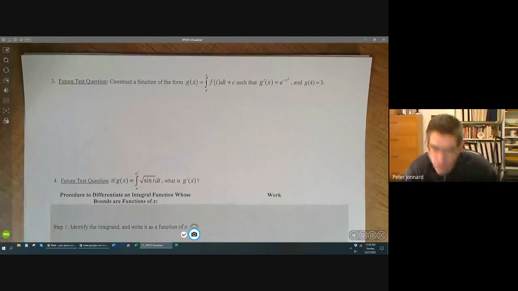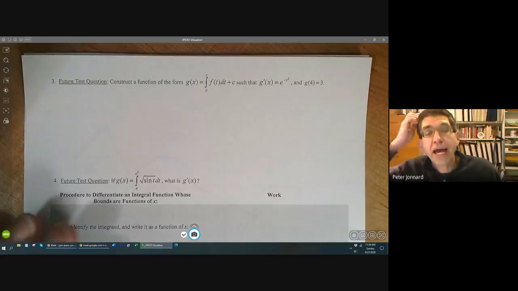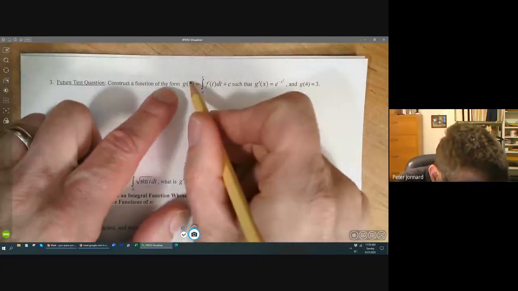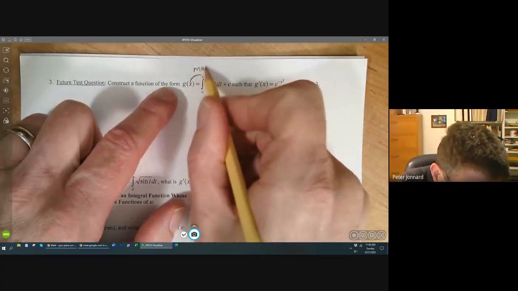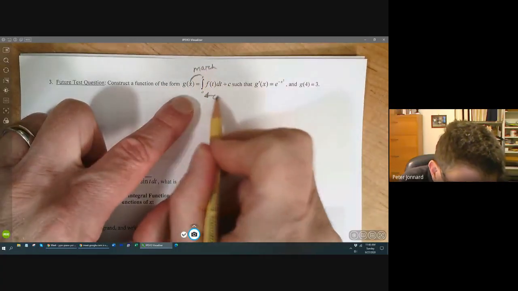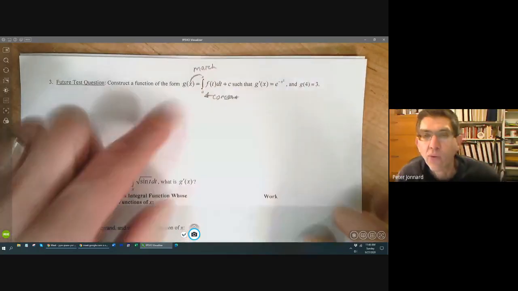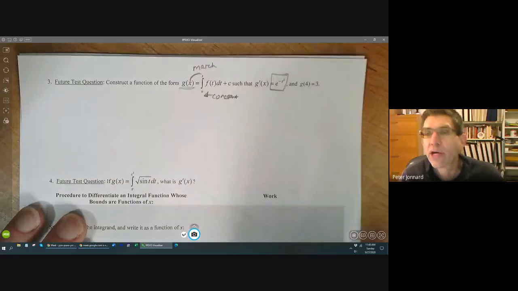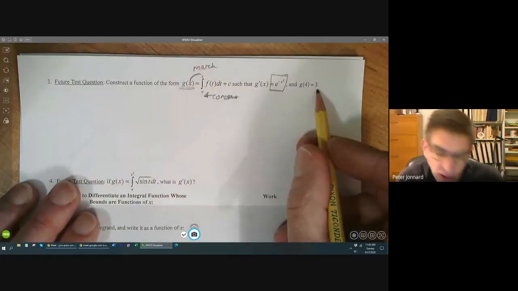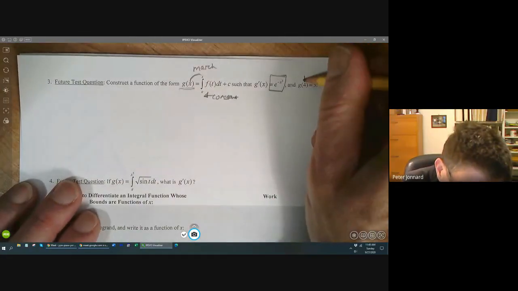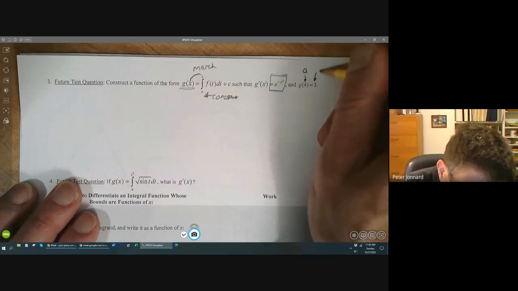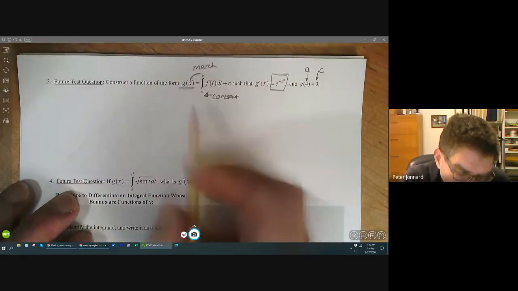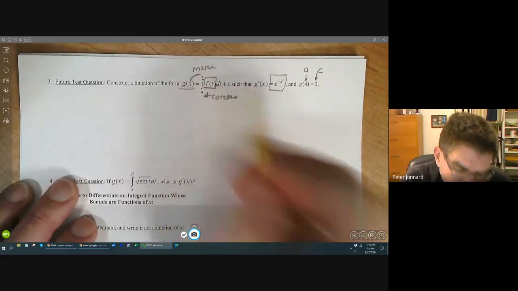All right. So this is a future test question. They're going to ask you to construct a function of this form. And notice the good thing is these match. That's very helpful. And this is a constant. That is very helpful for us. They want us to have this function's derivative be this. And it has to hit this anchor. And so as we learned earlier, this is A, and this is going to be our constant C. So the only really missing piece here is right there, f of t dt.